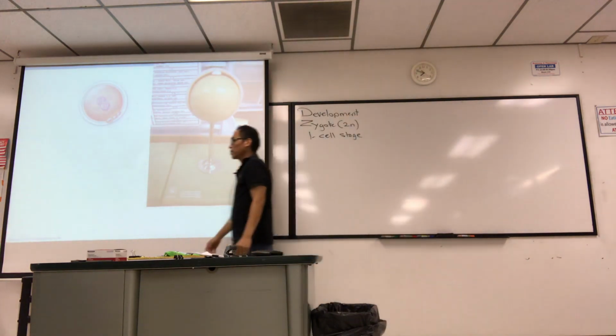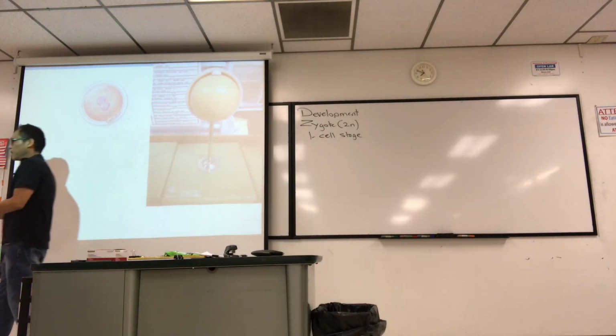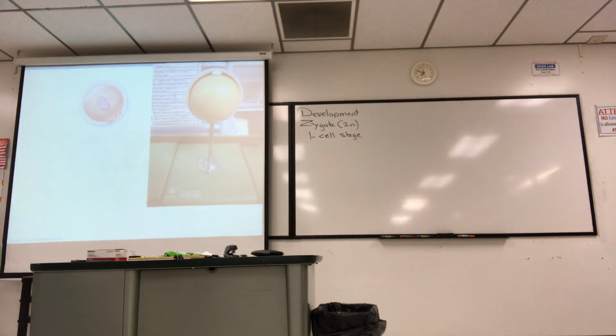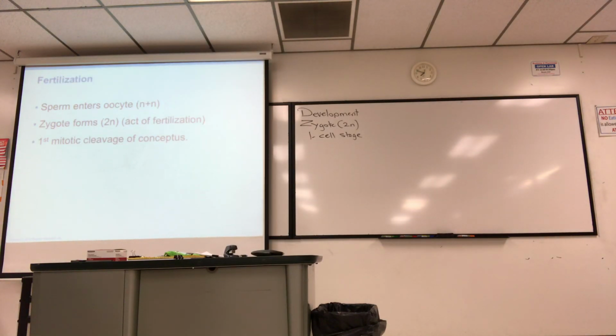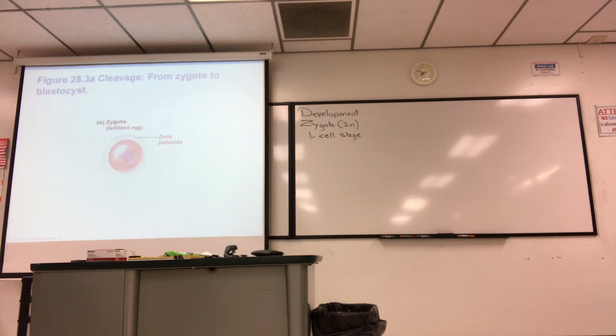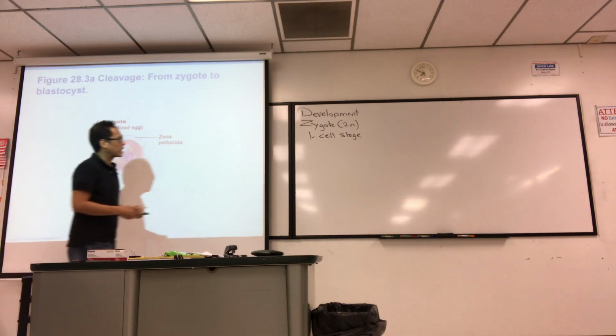Okay? So fertilization may happen on day 14 of the female ovarian cycle. When the sperm enters the oocyte, it's N plus N, the zygote forms its 2N. Now you get ready for divisions, mitotic divisions, so that this one cell stage becomes 2, becomes 4, and they call these first cell divisions mitotic cleavages. You're dividing.